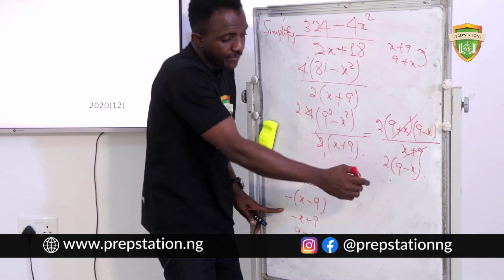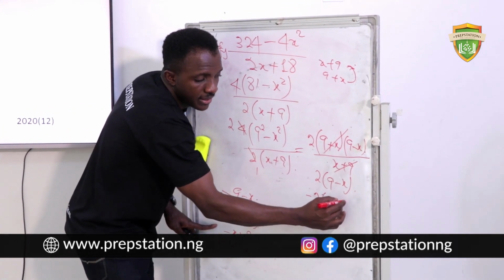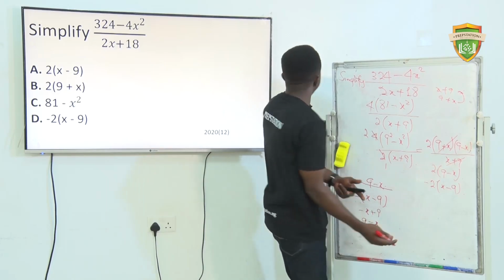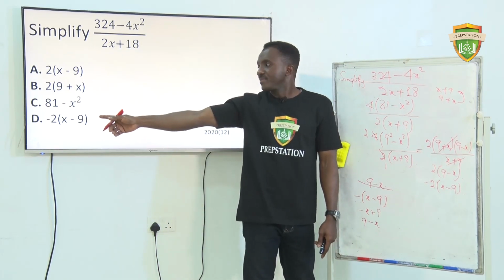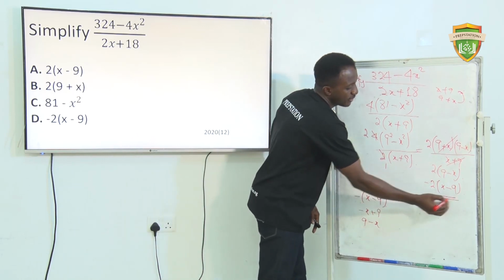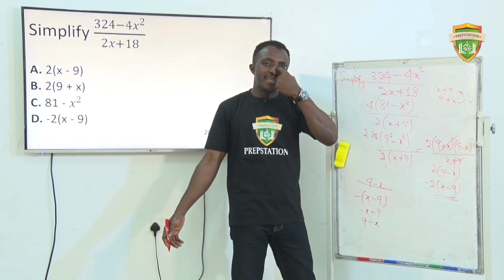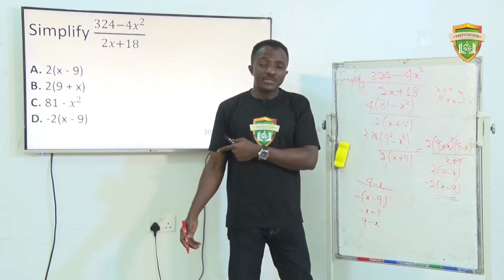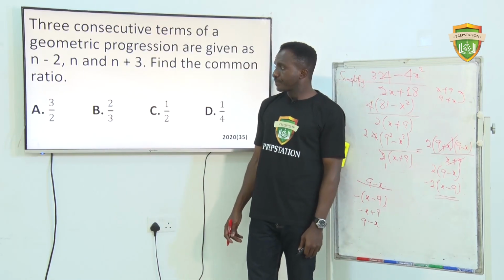So we can do that here. So this is the same thing as minus 2 into x minus 9. Do we have that answer there? Yes, we do. That's option D. Minus 2 into x minus 9. Please take it. Don't stop at this point and say, oh, JAMB made a mistake, there is no answer there. There is actually an answer, and the answer is option D.